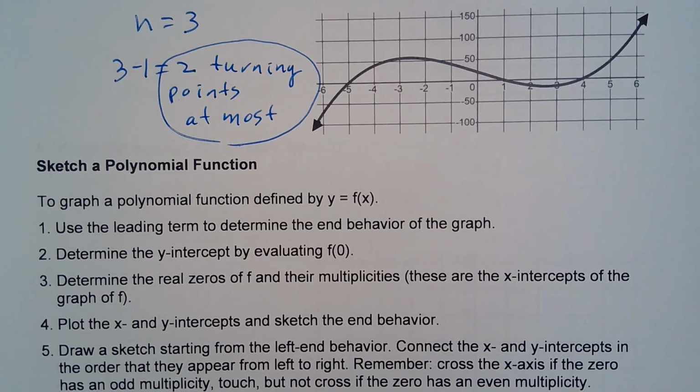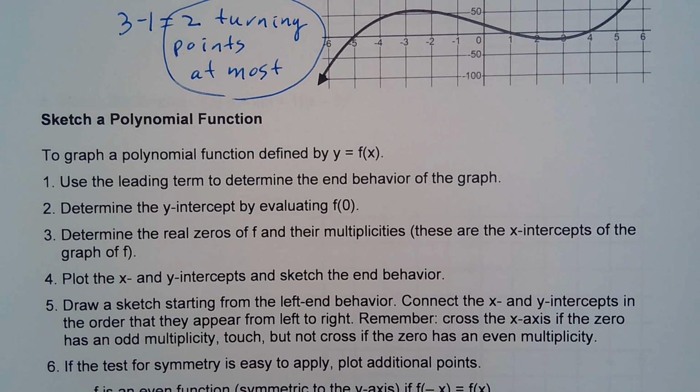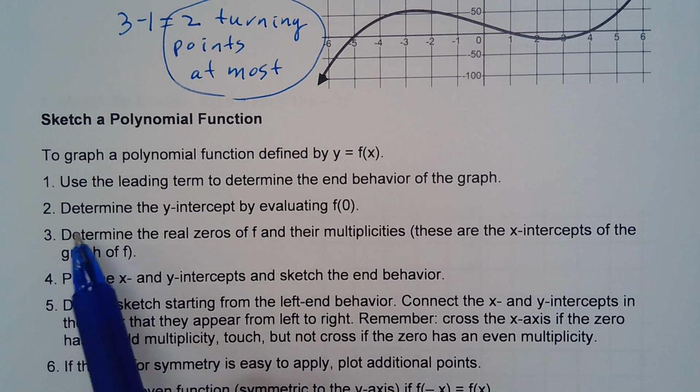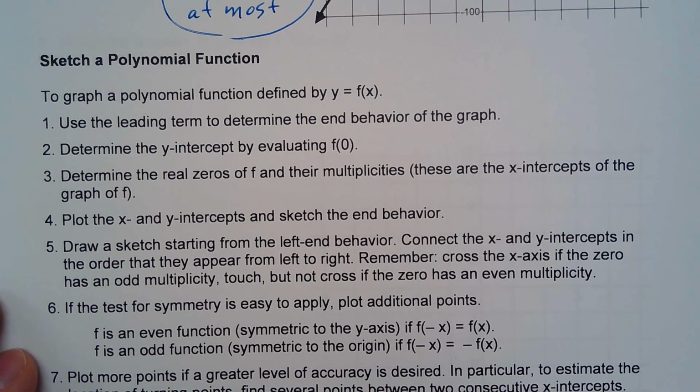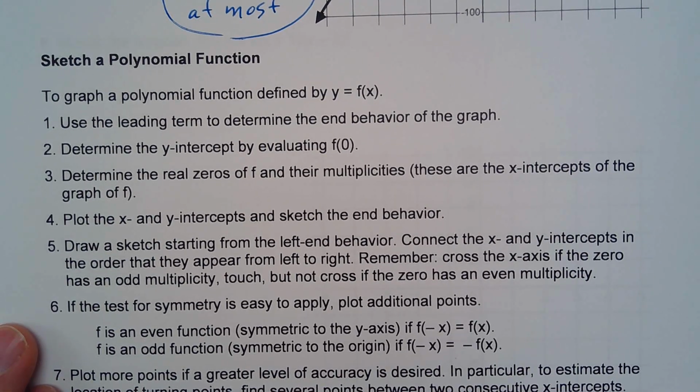So now we want to put everything that we've talked about so far in this section together and be able to sketch a polynomial function. So we're going to first use the leading term of the polynomial to determine the end behavior of the graph. And then we're going to determine the y-intercept by evaluating f of 0. Determine the real zeros and their multiplicity, so we'll basically set the function equals 0 and solve. We'll plot the x and y-intercepts and sketch the end behavior.